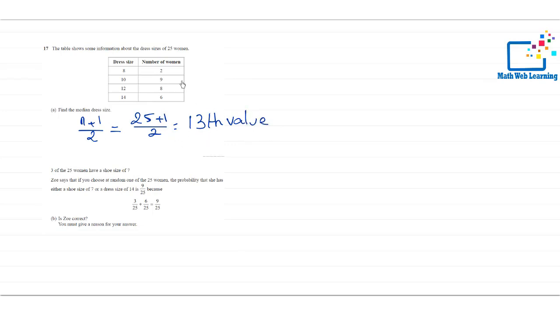All we have to do is go back to the table and find the 13th value. That is the second value, 1 or 2 values. Now here, add up this, so that is 11 values so far, and then this gives you 19 values altogether. Now you can see our 13th value is going to be in this one here. So we're going to say the median is 12.